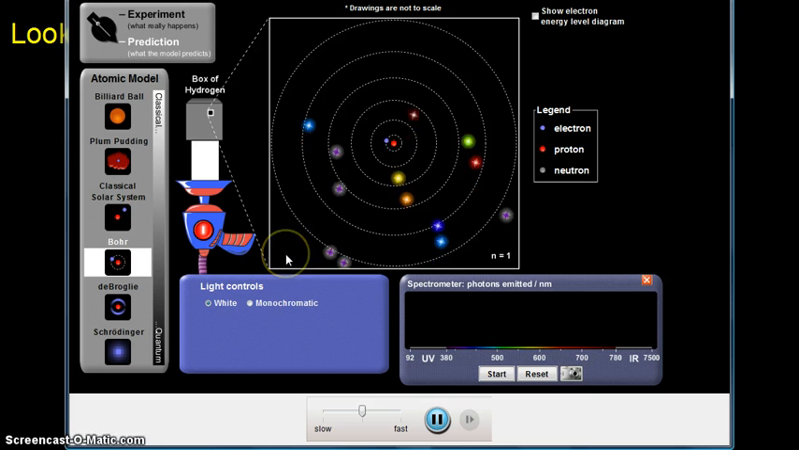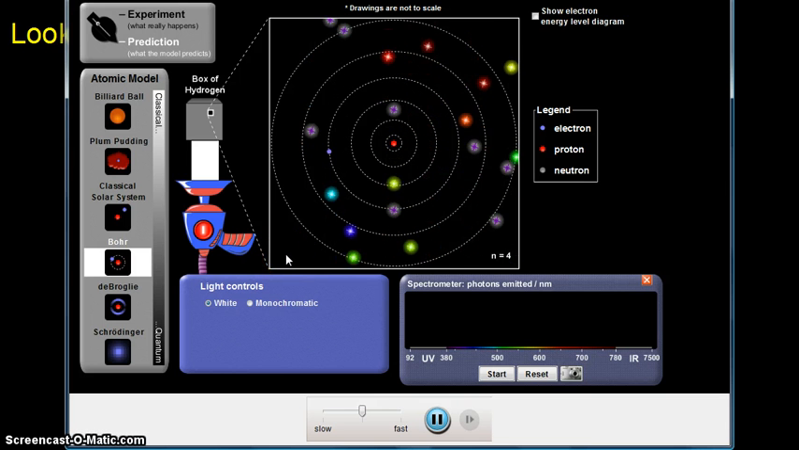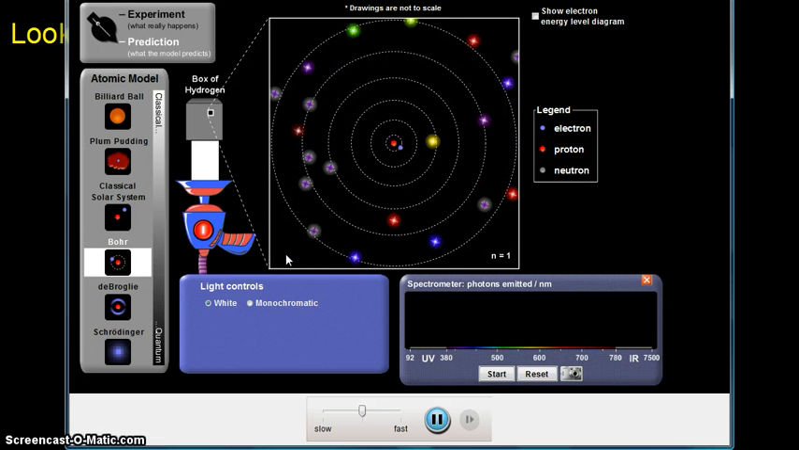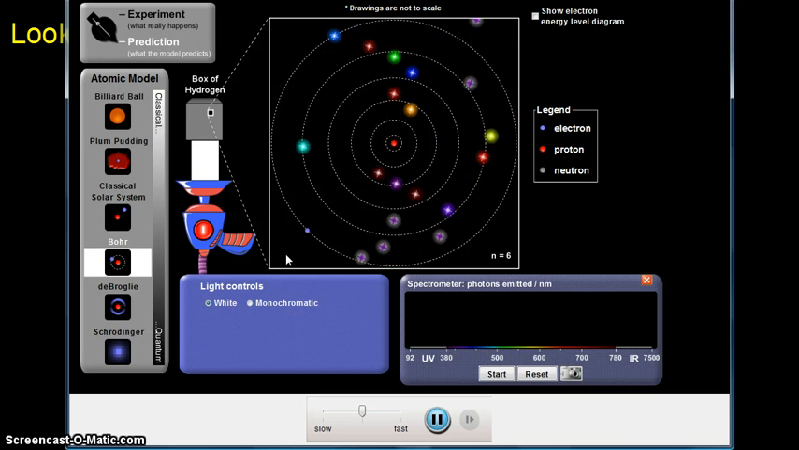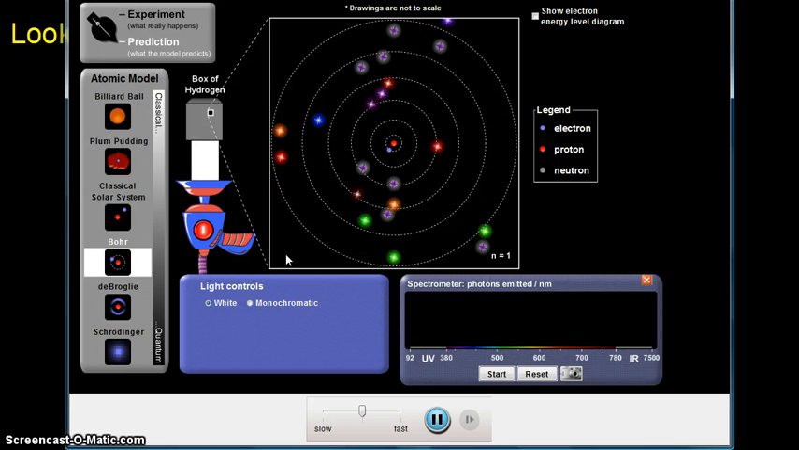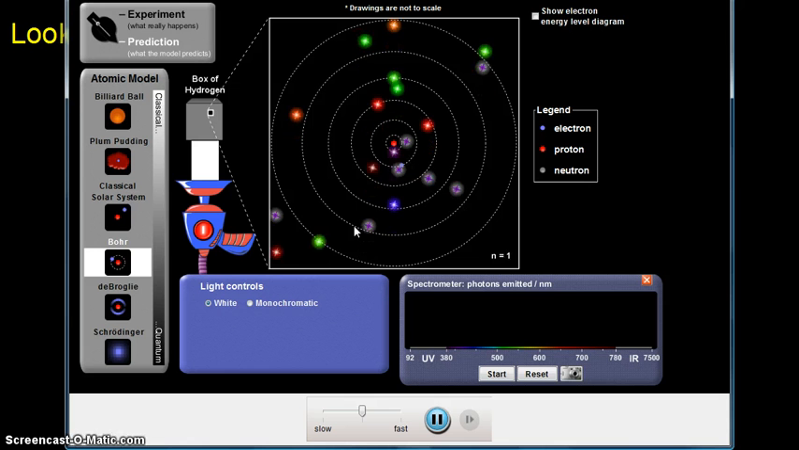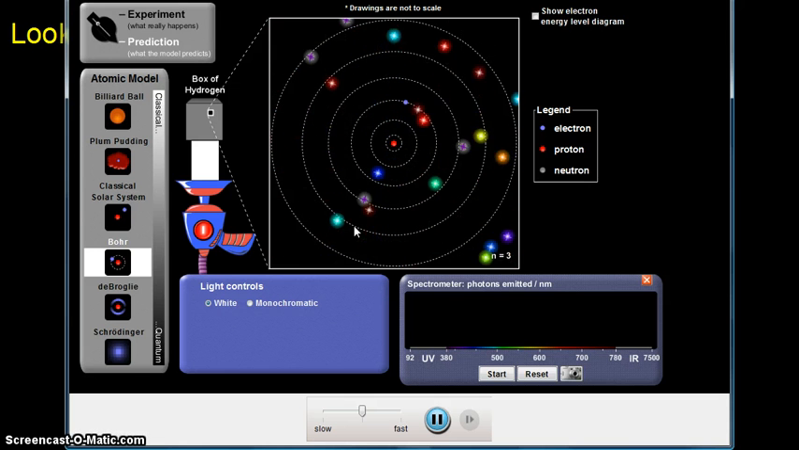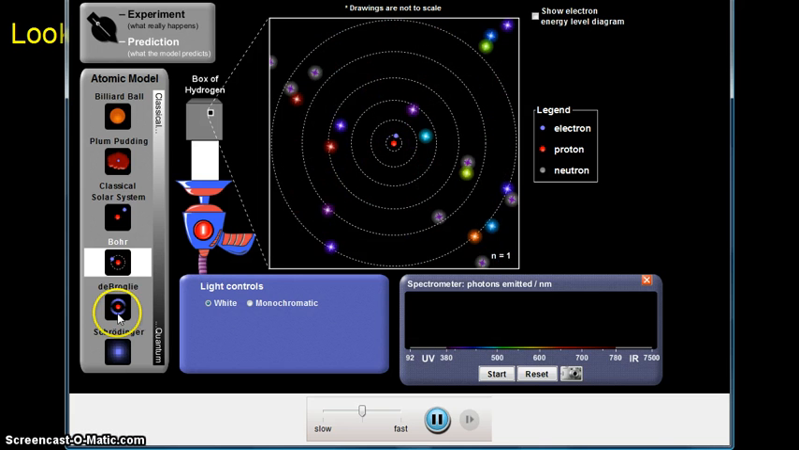Now Bohr came along with the model, and he's with this whole quantization idea, and you can see that when the electron gets hit by different colors of light, it is caused to jump from one orbit to another, and that was the way Bohr described how we should get these absorptions. So only certain colors can cause the correct jump from level to level.